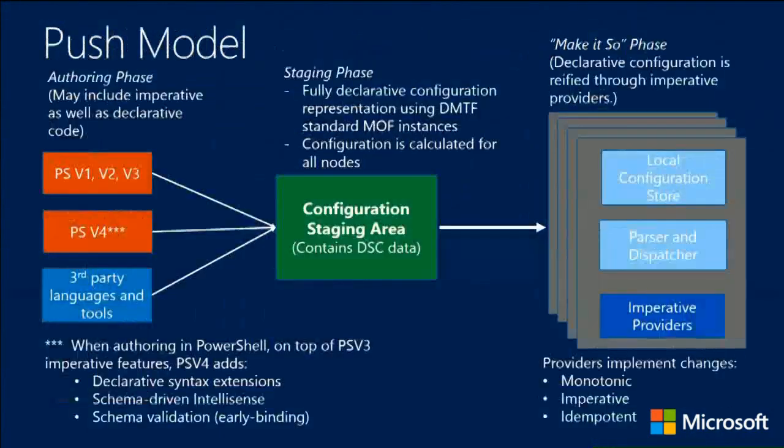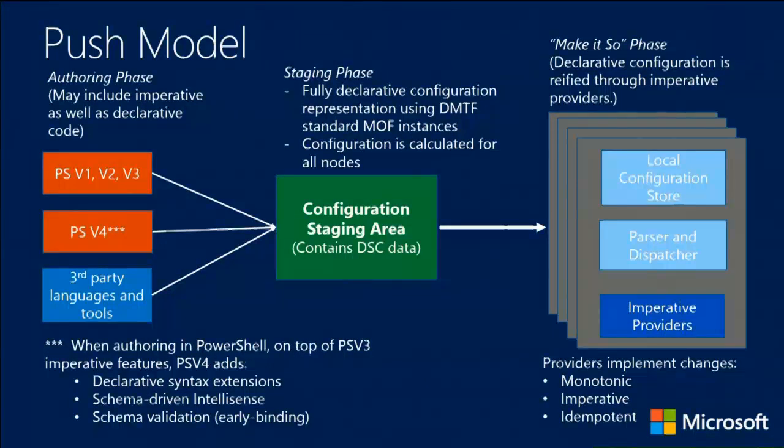Okay, so here is the structure. There's a push and a pull model. This is the push model. Okay, we got a 3-part architecture. On the left side, you have authoring. In the middle, you have this declarative model. And on the right, you have the make it so phase.